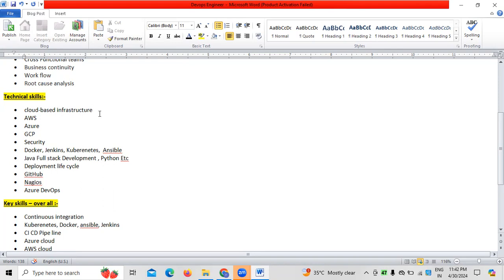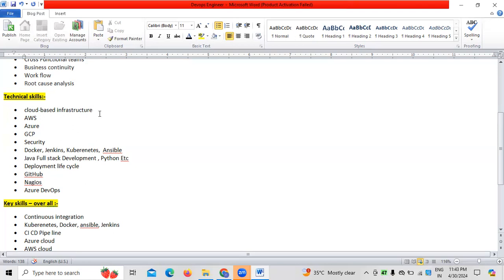So learning DevOps is connected with Docker, Jenkins, Kubernetes, Ansible, Nagios, GitHub, etc. This is also one of the technical skills we must be good with. Next, having knowledge of Java full stack development or Python, because this comes with the programming part when we want to write business logic for any application. This is required. Next, deployment lifecycle, because DevOps majorly focuses on deployment, how you are integrating, deploying and delivering. So understanding the deployment lifecycle is required.